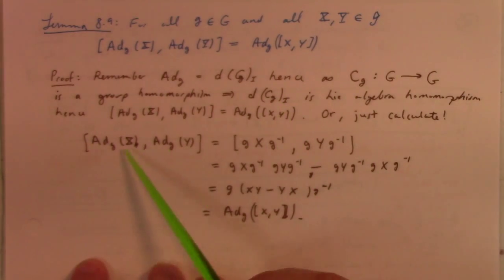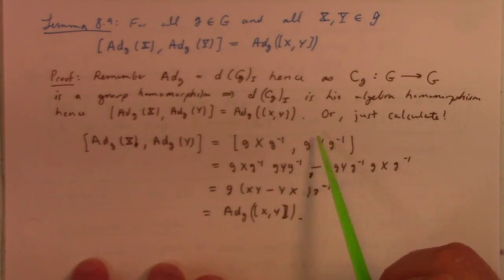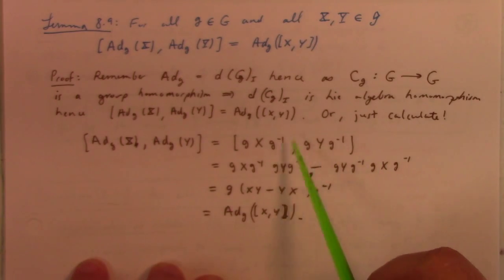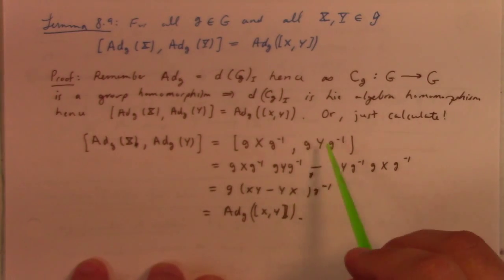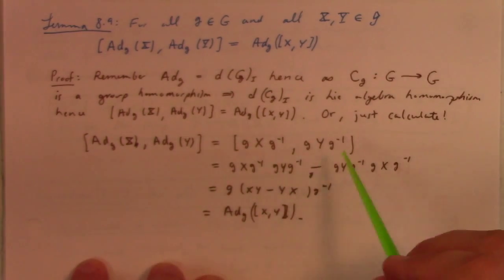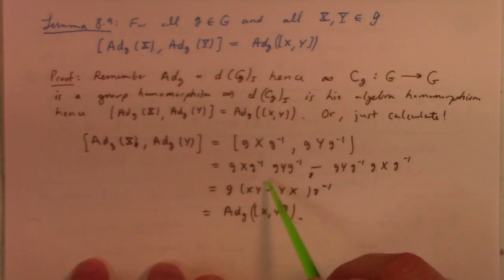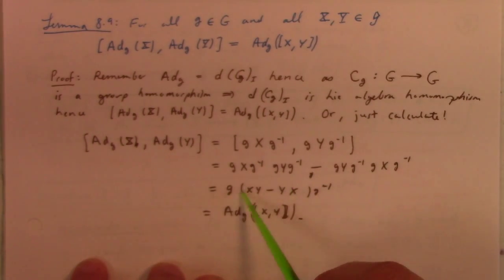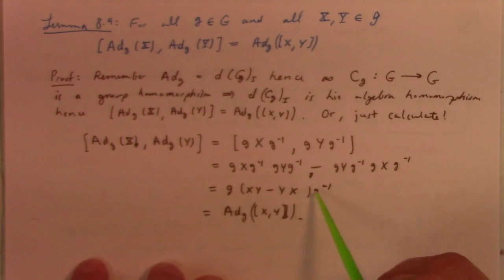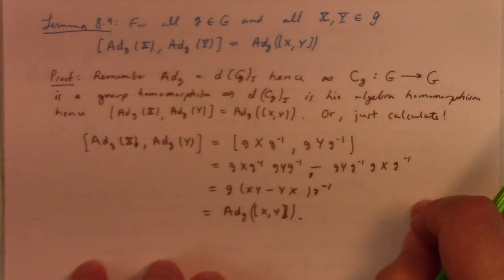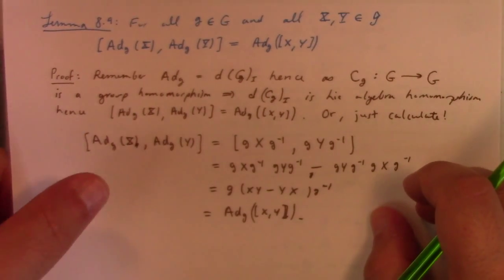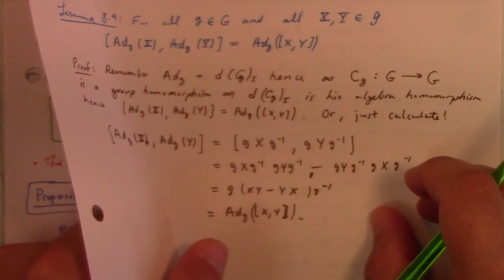Or we could just calculate it. This and that is this and that, which is, remember we proved that the Lie bracket is the commutator bracket, so I'm using that. And the g's cancel, but there's a leftover g and g inverse outside, and there you have it. So there's a simple little proof of Lemma 8.9.